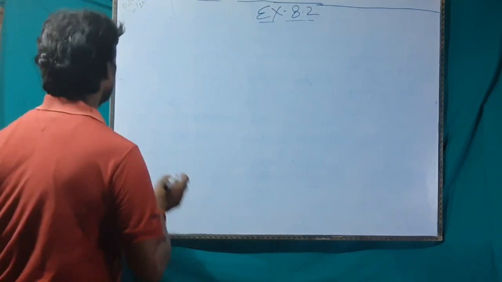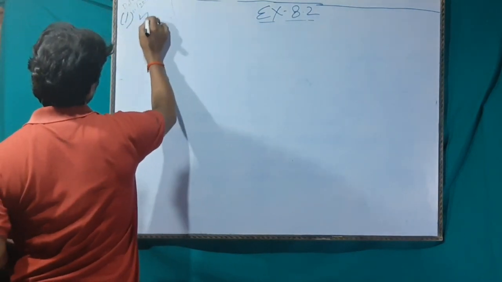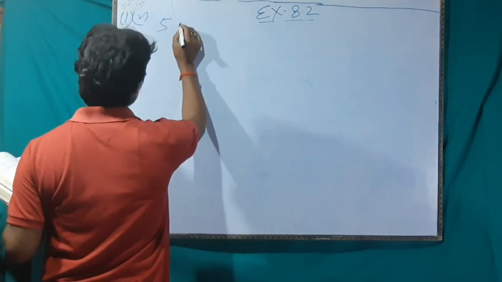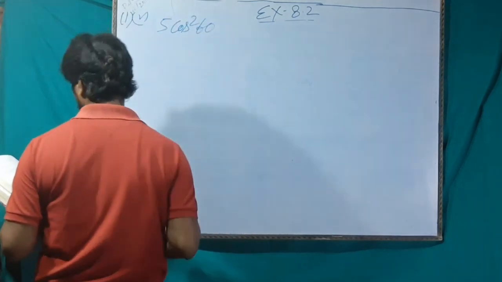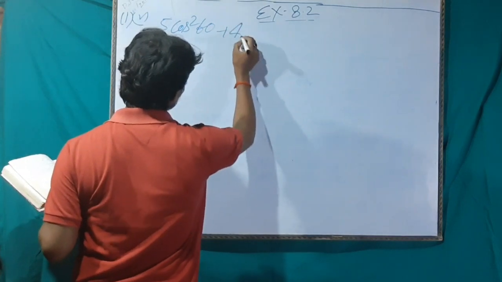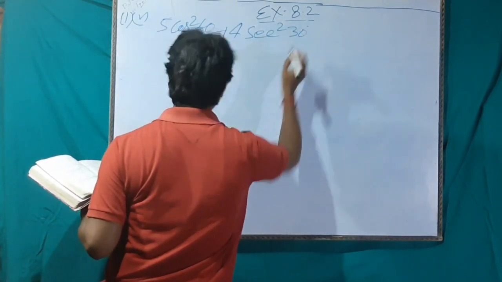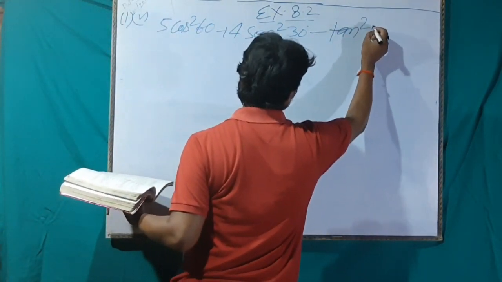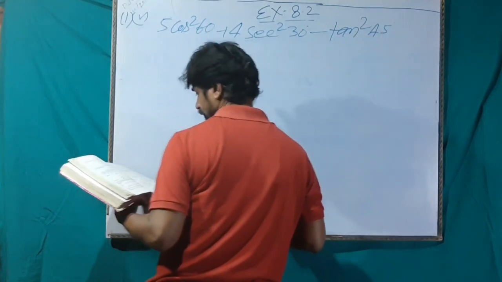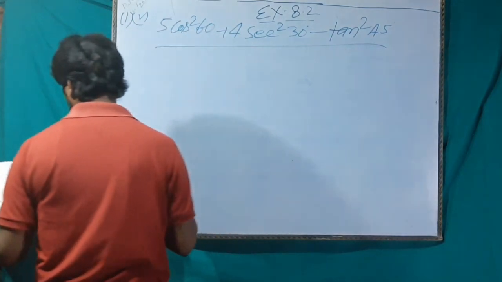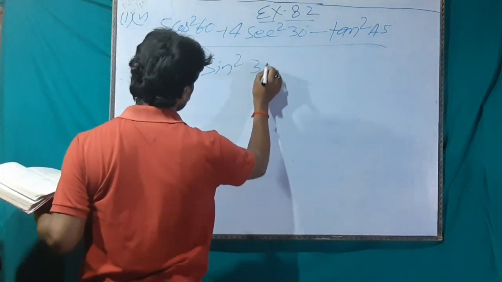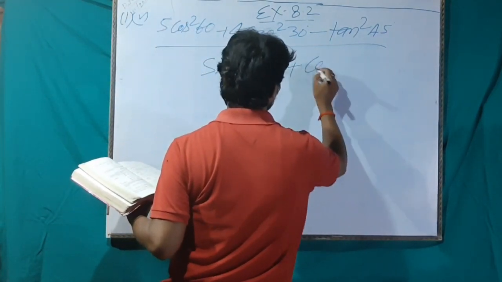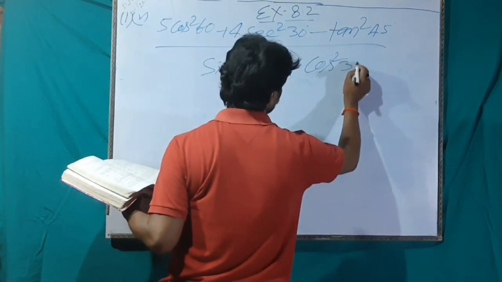Now we will discuss question number 5, first part. 5 cos square 60 degree plus 4 sec square 30 degree minus tan square 45 degree by sin square 30 degree plus cos square 30 degree.